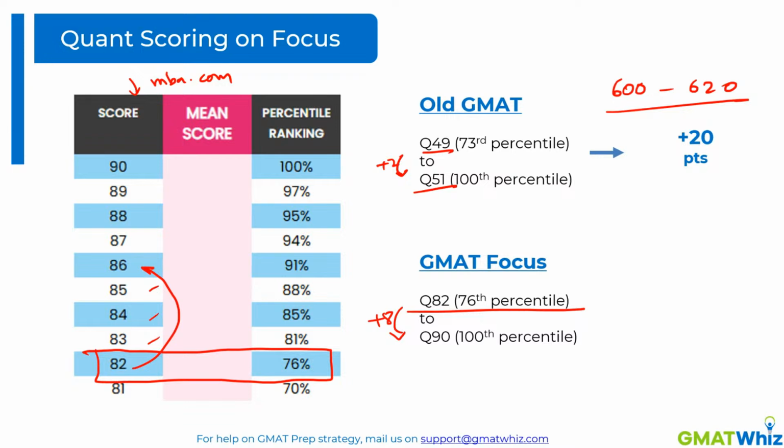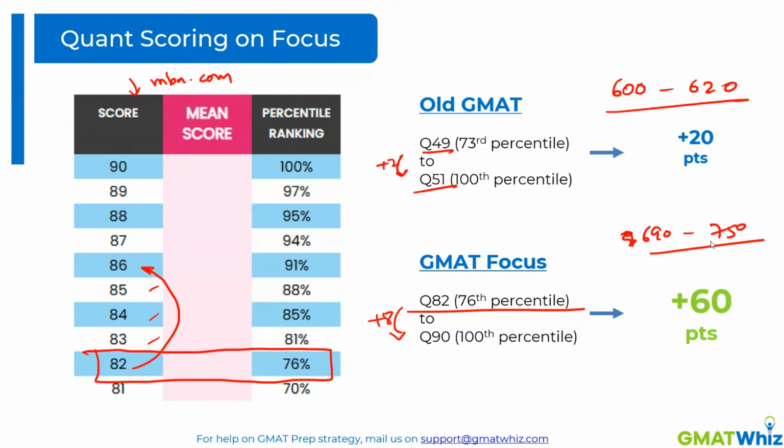So in very simple terms, if you go from 82 to 90 now in quant, you can get a 60-point bump in your score. It's the same as saying that if you are at, let's say, 690, you can get to a 750 kind of number just because of quant.